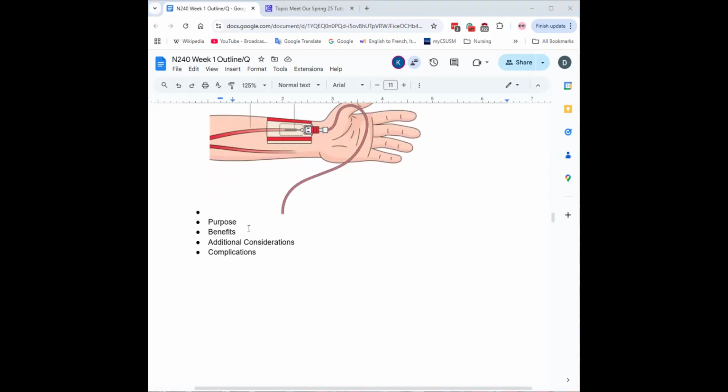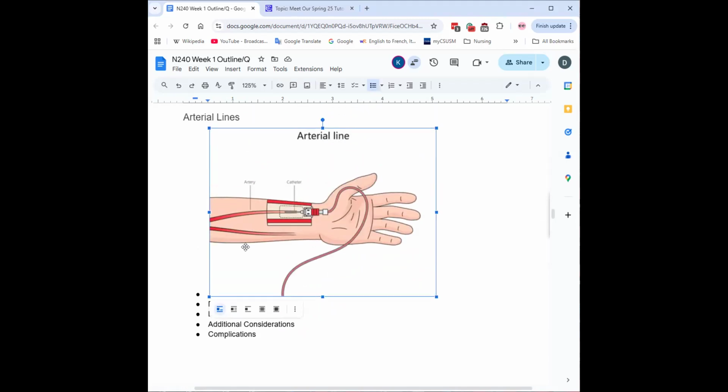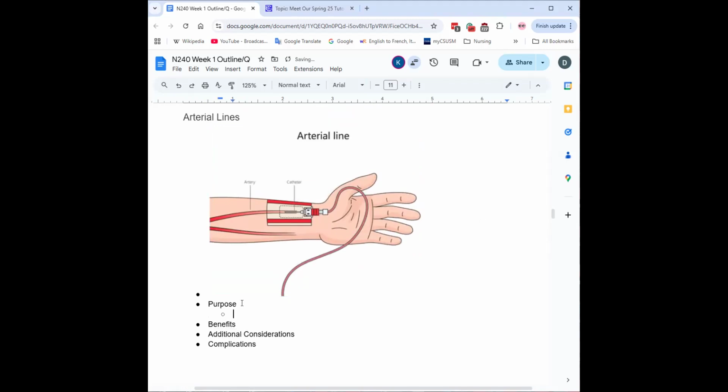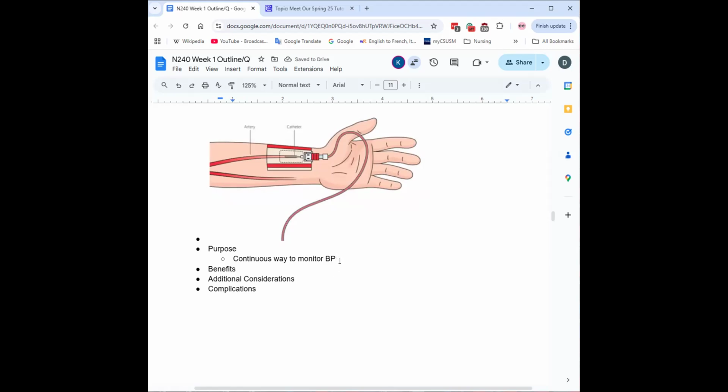So yeah, let me know what is the purpose of the A line. What does it do? What are the advantages and benefits to having an A line? It's going to be continuous, a continuous way to monitor, kind of like blood pressure. ABG as well, it's a really great access point for that.